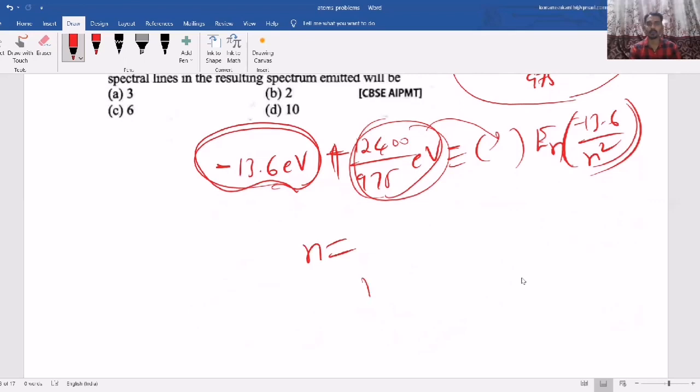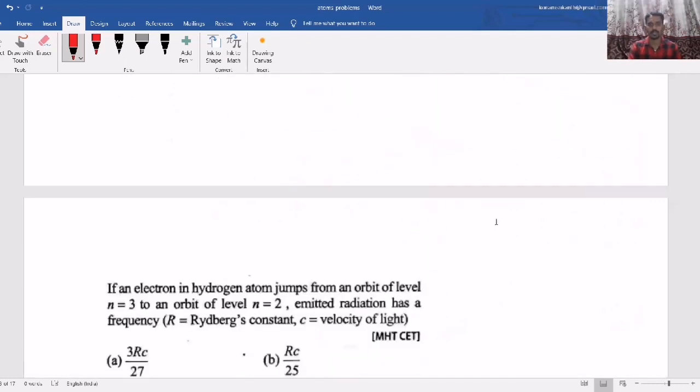When you calculate the n value, for the number of spectral lines, what is the formula I have given? If the electron is in the nth orbit, the number of spectral lines possible is n into n minus 1 by 2. So that is another one.